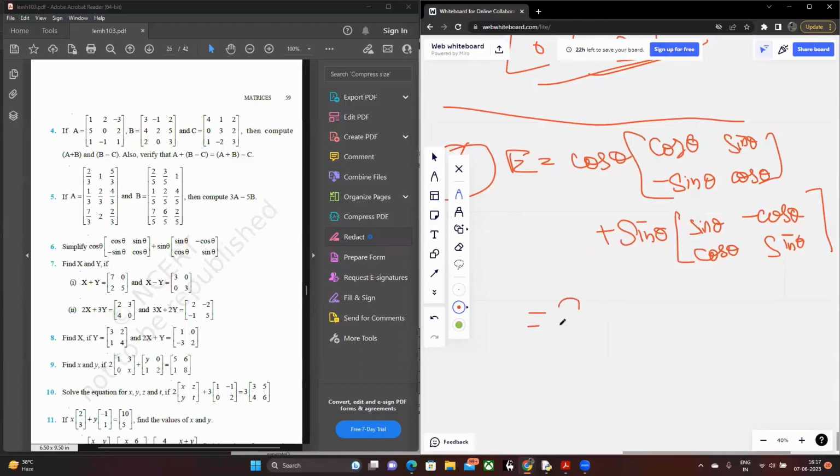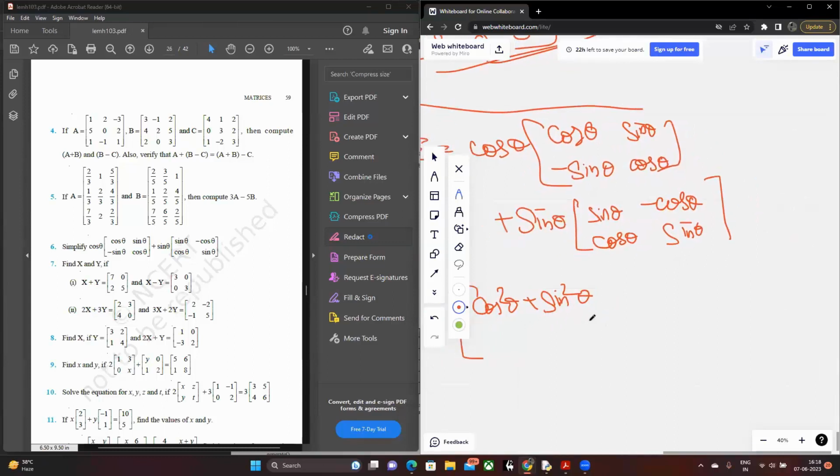Which is equal to the matrix of cos square theta plus sin square theta. I'm skipping 2 steps. That is, one is the multiplication of this inside, one is the multiplication of this inside, and the addition operation, right? I'm just combining directly into one step.